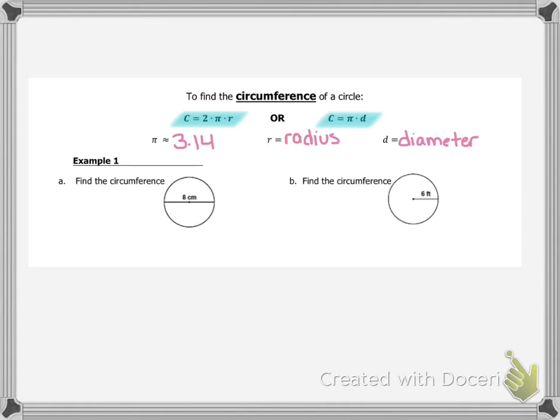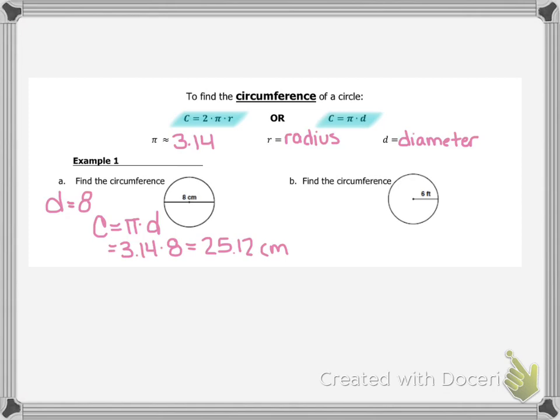So in these examples, starting in example A, if I wanted to find the circumference, first of all, I've been given the diameter. The diameter is 8. So the formula I'm going to use is that circumference is equal to pi times the diameter. And so what I should be plugging into my calculator is 3.14 times 8. And when I multiply that out, 3.14 times 8 is 25.12, and the units would be centimeters.